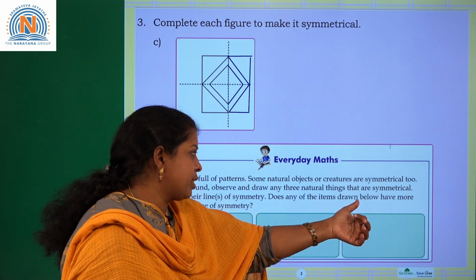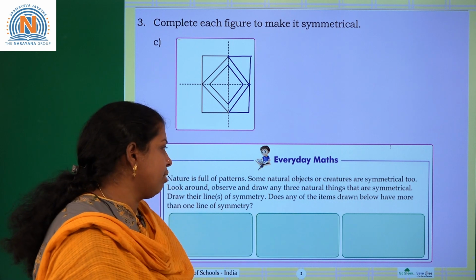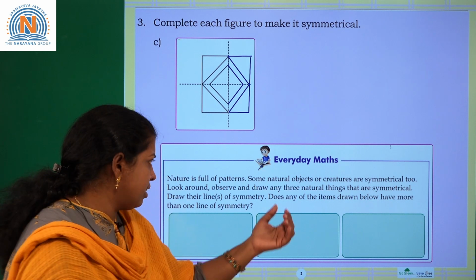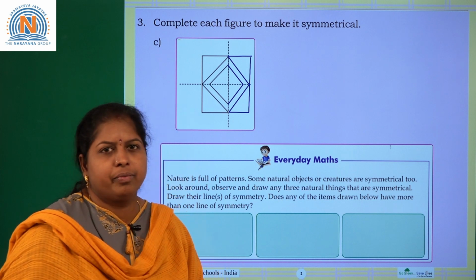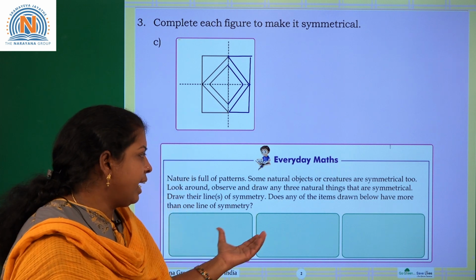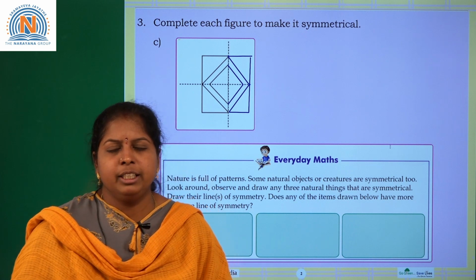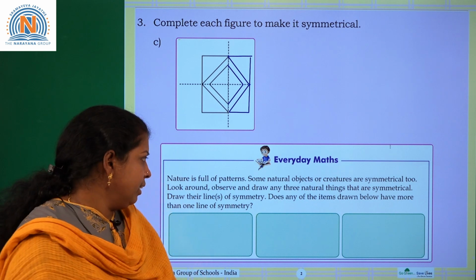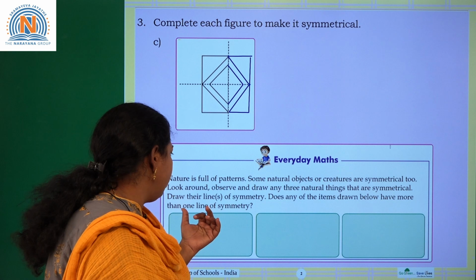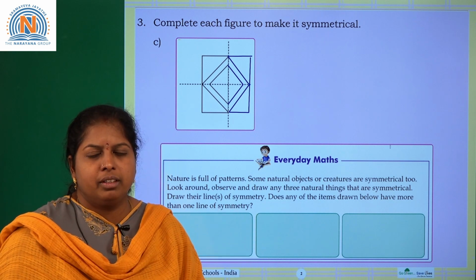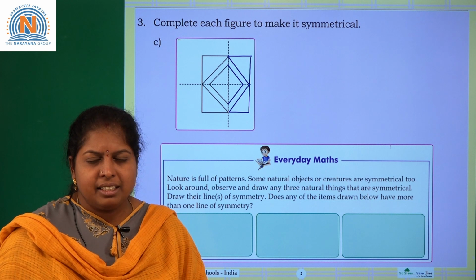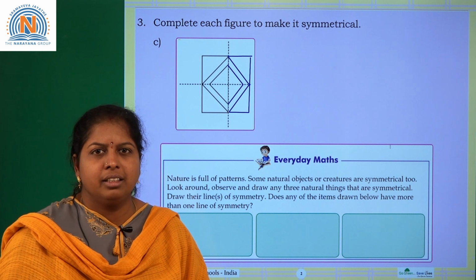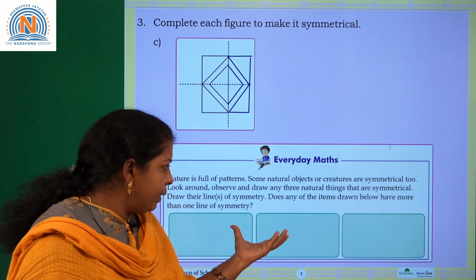Does any of the items drawn below have more than one line of symmetry? After finding such type of creatures or some natural objects, try to draw them here and then divide that picture into two equal halves by using a symmetrical line. Okay. Any of the items drawn below have more than one line of symmetry? How many lines of symmetry are there for that particular picture? You have to write it down. Okay, children, this is your turn. Try to complete this task.